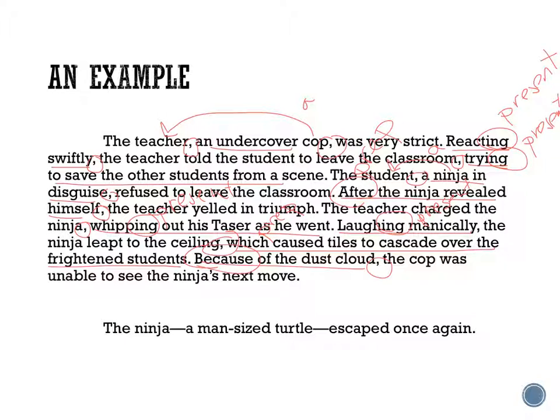And to close us, the ninja, a man-sized turtle, escaped once again. So we have our element here, turtle describes ninja. I've actually used dashes here, which will be in the next lesson. We'll talk about why you might choose to use a dash instead of a comma to introduce a non-essential element, but it will work just like the comma grammatically to set it aside. And we have our final appositive to close out our non-essential elements.